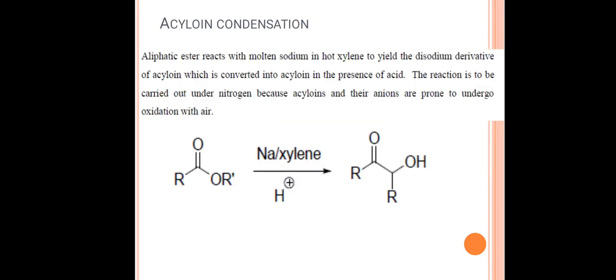Here is acetylene condensation, where the aliphatic ester reacts with molten sodium in hot xylene to yield the disodium derivative of acetylene, which is converted into acetylene in the presence of acid. That reaction takes place in the presence of sodium and xylene.